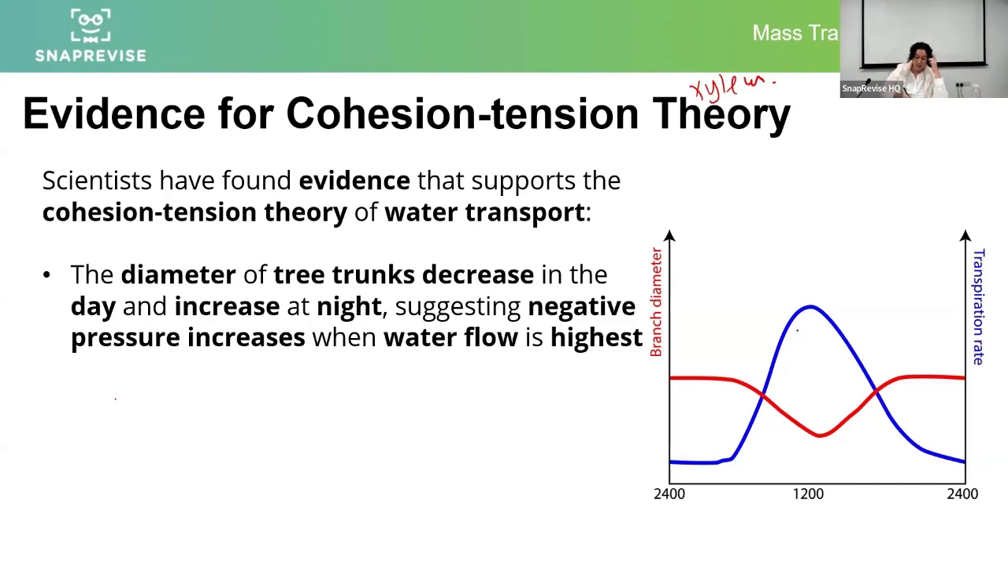So what we can observe is that the diameter of tree trunks, entire tree trunks, will decrease in the day. This might be really subtle, but scientists were able to measure it with accurate equipment. It will decrease in the daytime and increase at night. So basically, it shrinks in the daytime and it relaxes again, it expands again at nighttime. This suggests that there is negative pressure that increases when water flow is the highest.